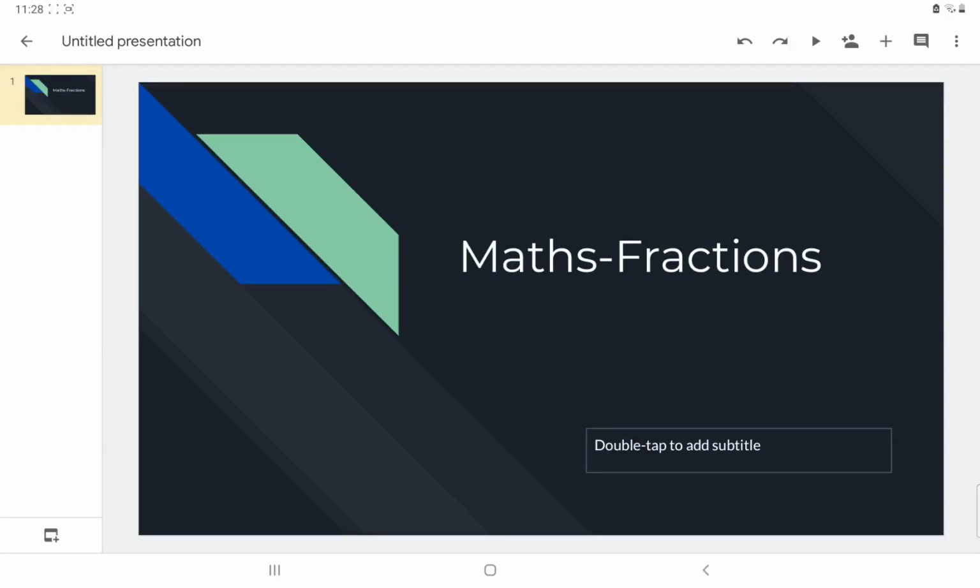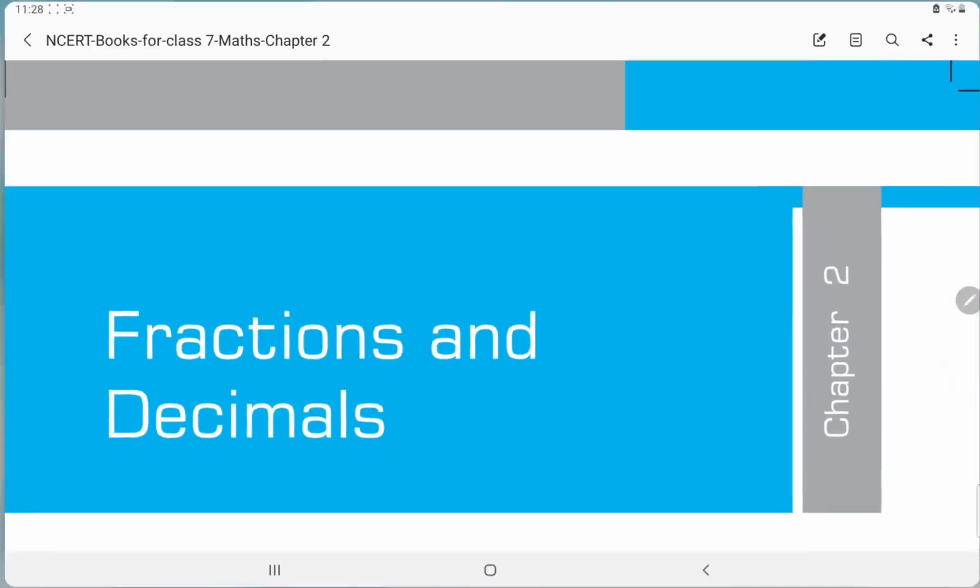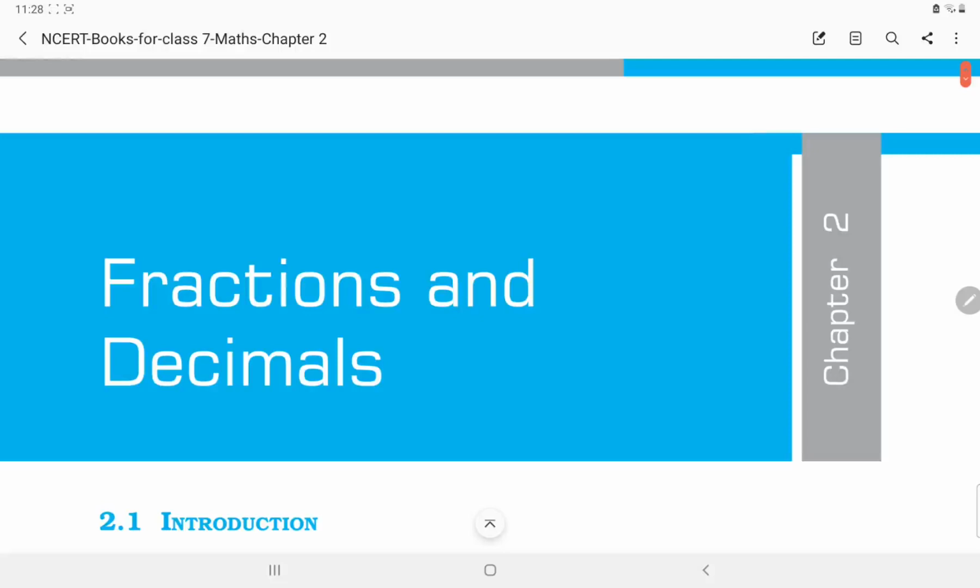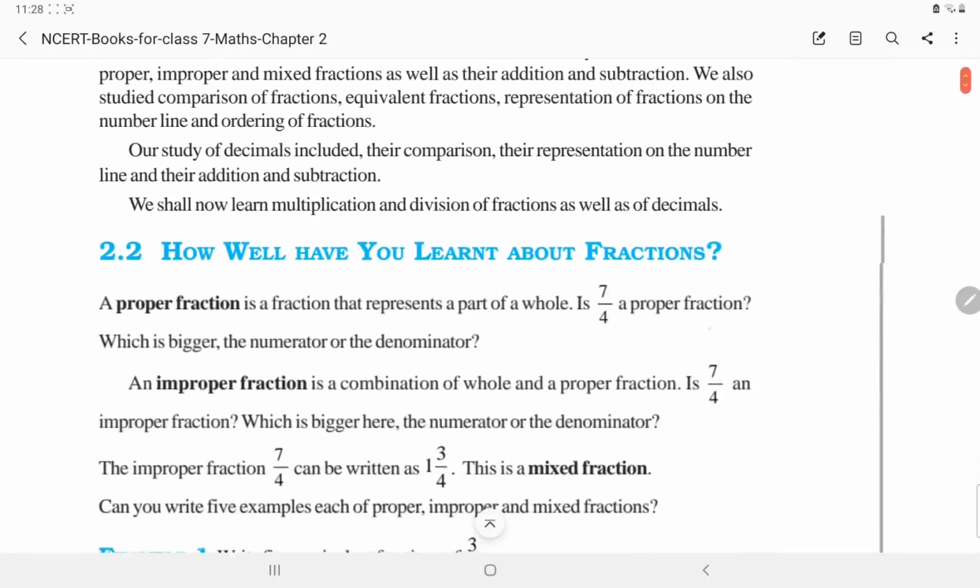Okay, so today we'll be doing maths and the topic is fractions. The chapter we are going to be following is fractions and decimals, but we'll just be doing the fractions part, and the next lesson will be the decimals part, okay?